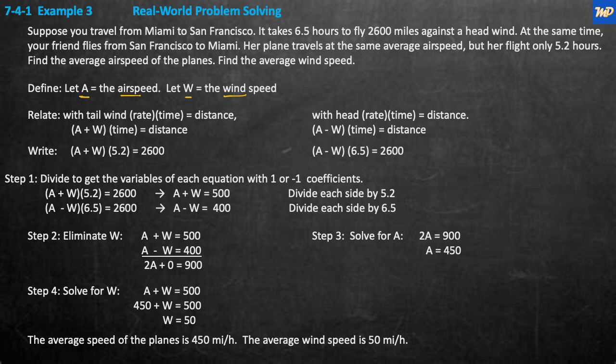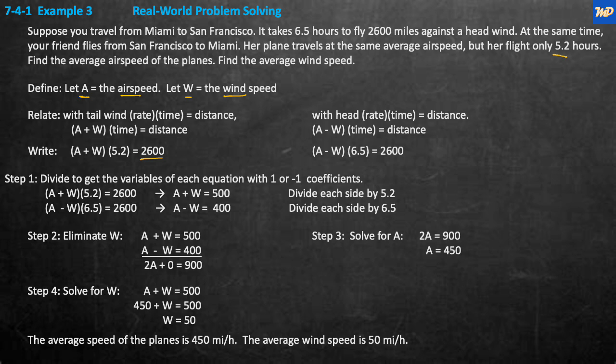Okay, let's relate this. With a tailwind, rate times time equals distance. So we have A, which is the airspeed, plus the wind speed, times the time is the distance. We're going to write A plus W, that quantity, times 5.2, because that's how long it took to fly from west to east. And it's still traveling 2,600 miles.